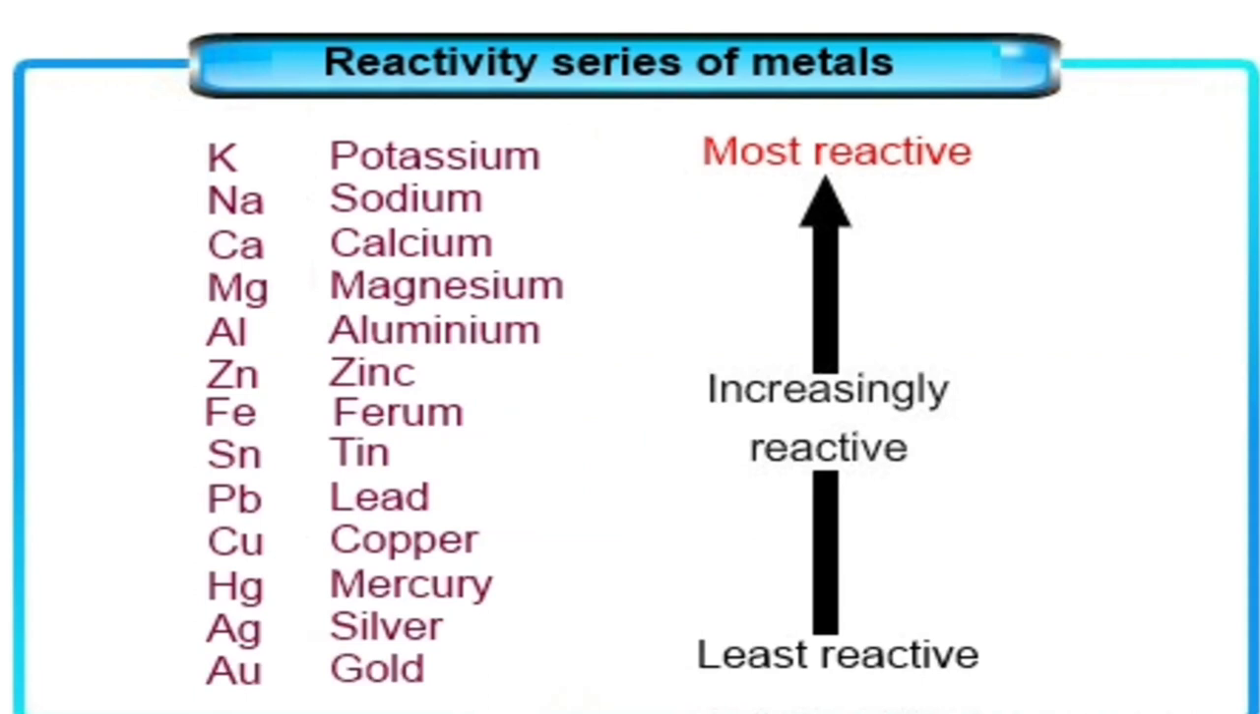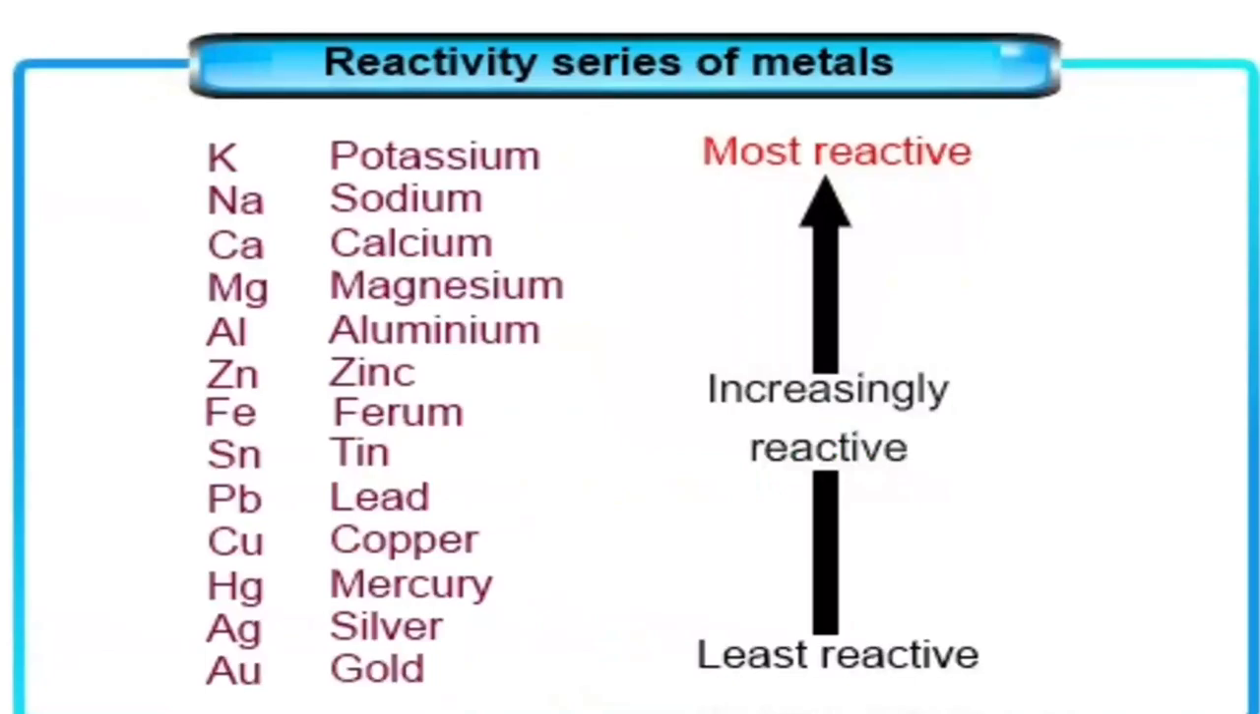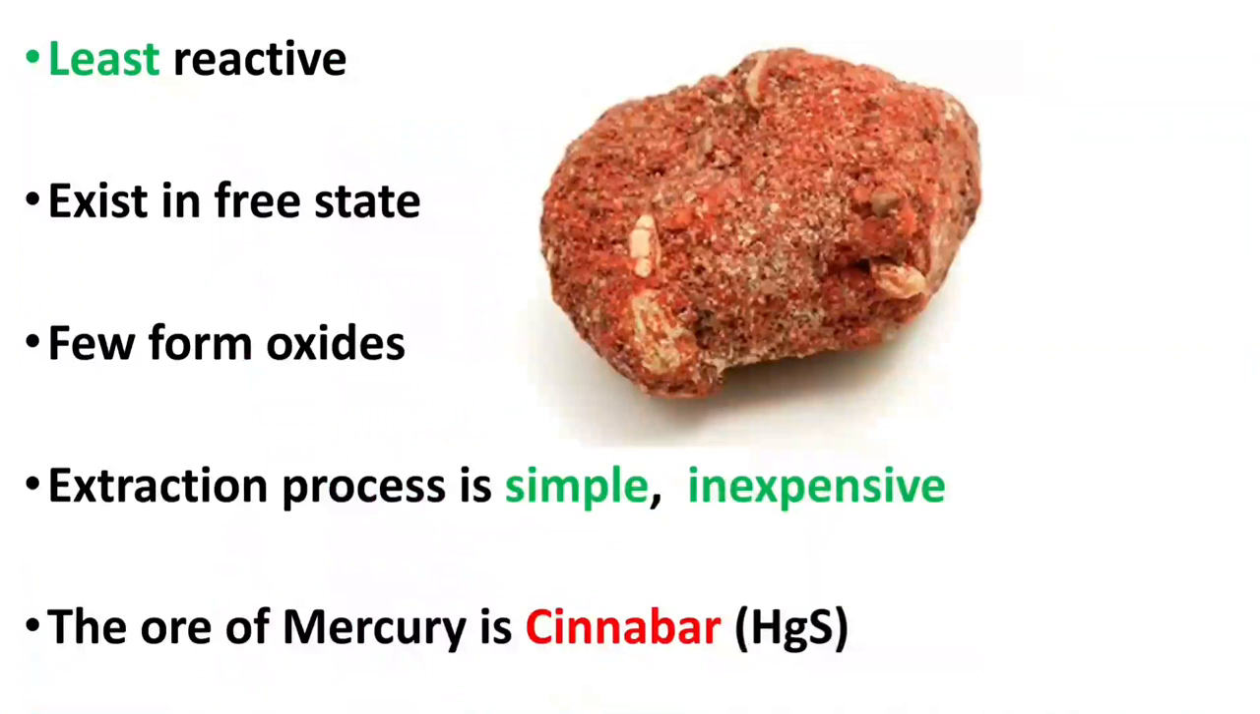So if you look at the table, metals at the bottom are lead, copper, mercury, silver and gold. So these metals are less reactive. Because they are less reactive, all of them or most of them exist in the free state, but a few form oxides also. Oxide means combination with oxygen. Metals like silver and gold exist in the free state. Other metals, copper and mercury, form oxides or sulfides.